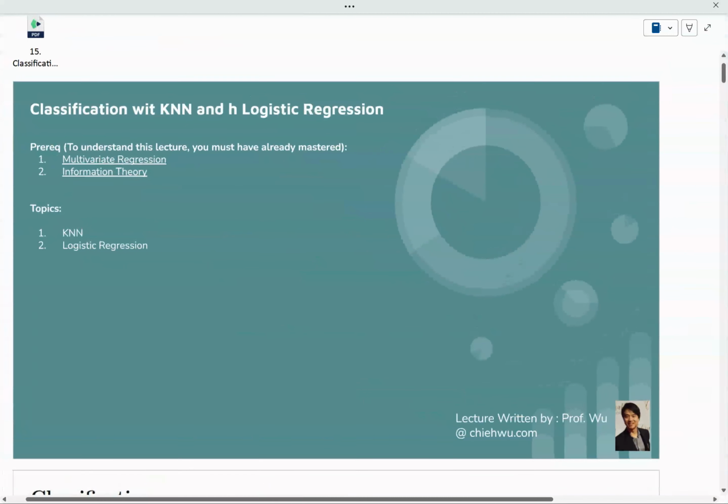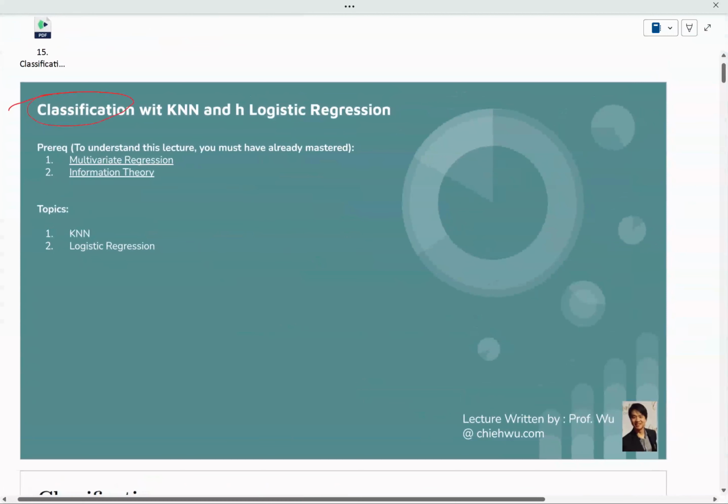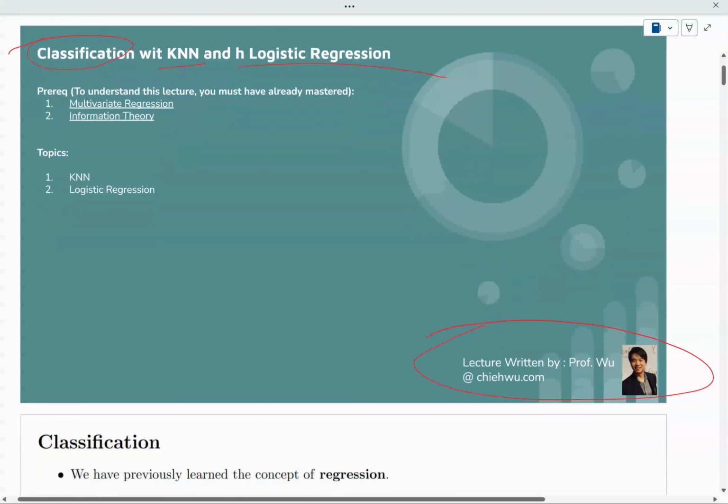Today, our lecture is going to be on classification. We've previously worked mostly on regression, but now we're going to work on classification. Specifically, we're going to do two algorithms called k-nearest neighbor and logistic regression. So, I'm Professor Wu. Let's get started.